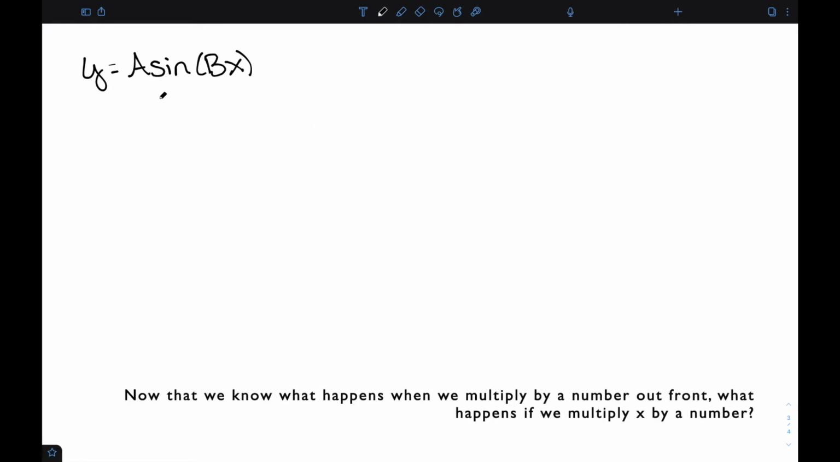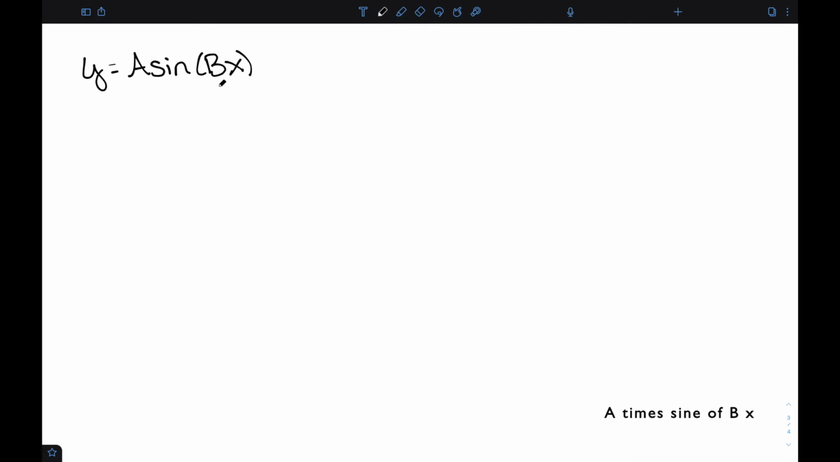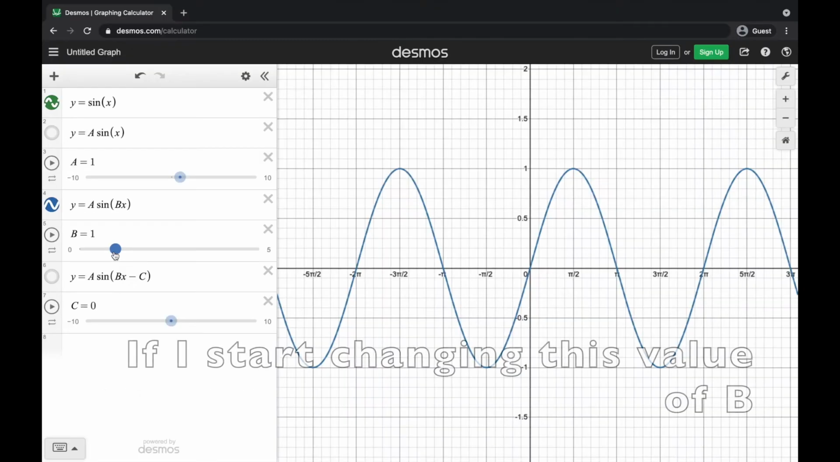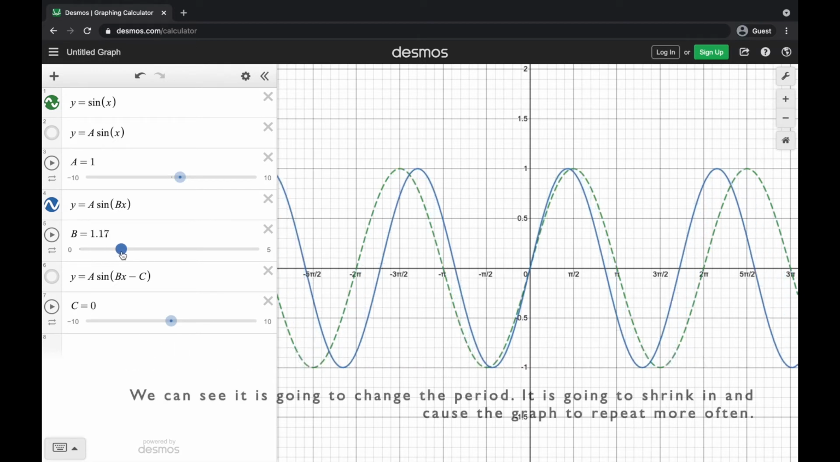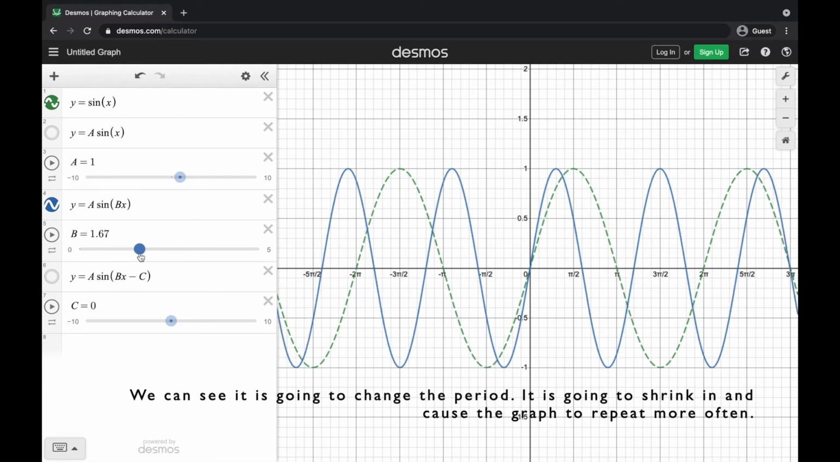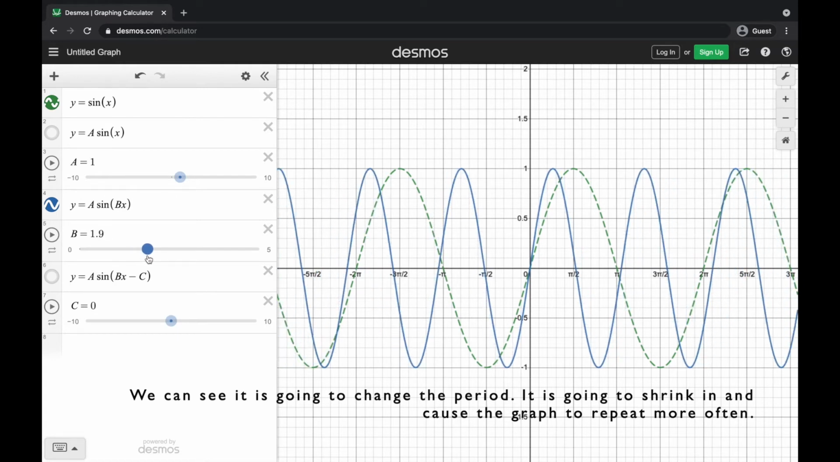Now that we know what happens when I multiply by a number out front, what if I multiply x by a number? A times sine of bx. And I'm going to specifically look at the case where b is greater than 0. I do not want to consider a case where b is negative. So if I start changing this value of b, we can see it's going to change the period. It's going to kind of shrink in and cause this graph to repeat more often.